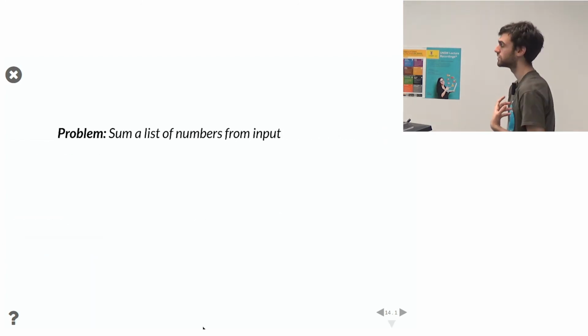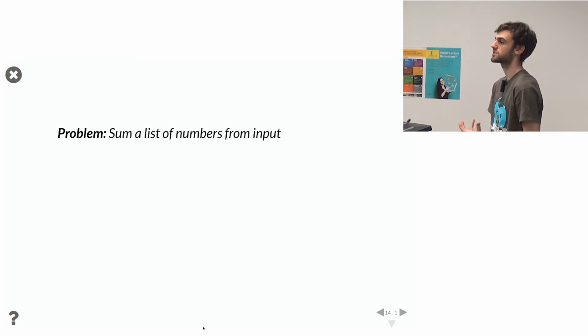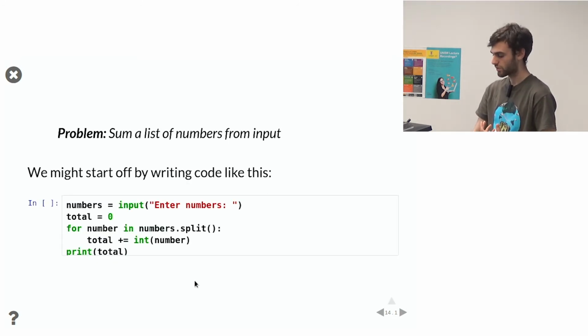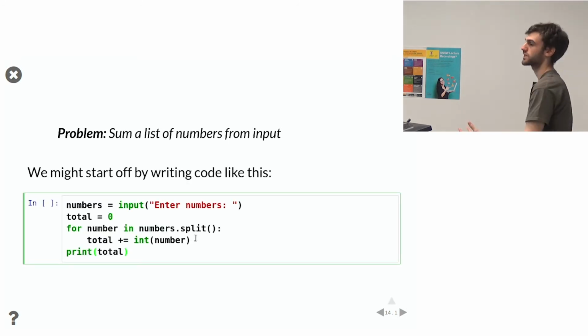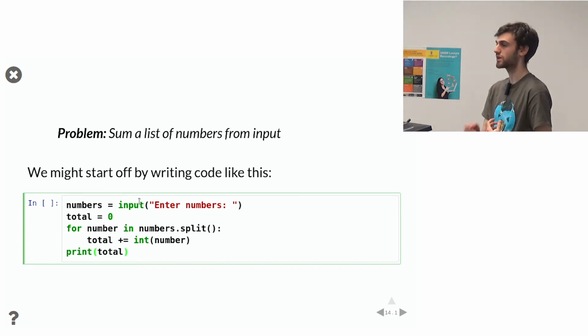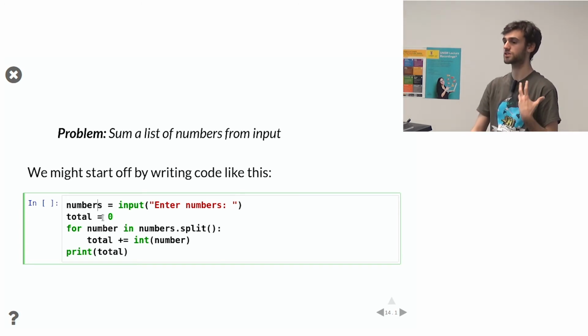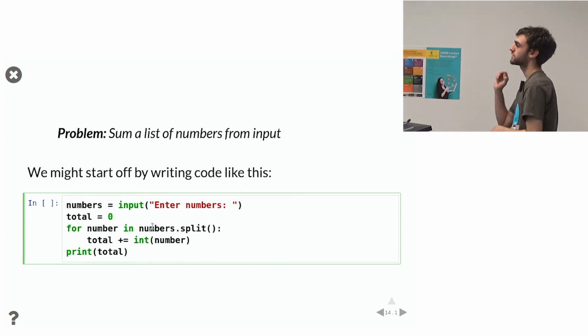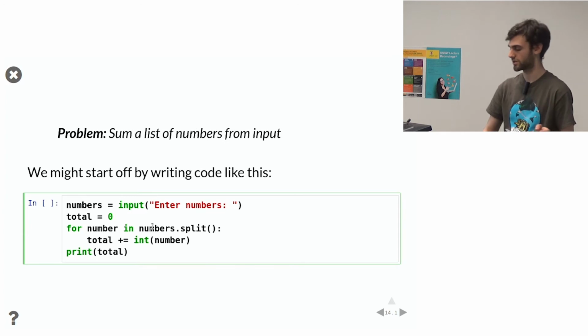So we have a problem which is sum a list of numbers from input. We can start off by writing code which looks something like this, right? We go through every number. We start with a total which is equal to 0. And then we get the integer of that number and then add it to the total.